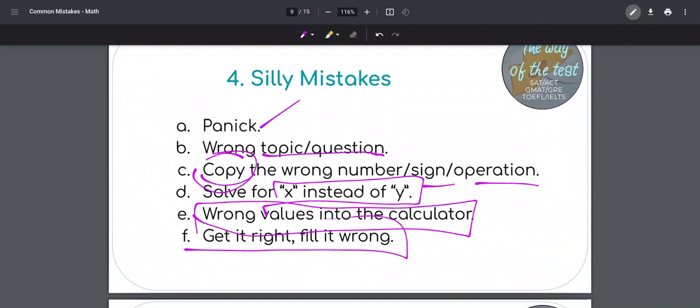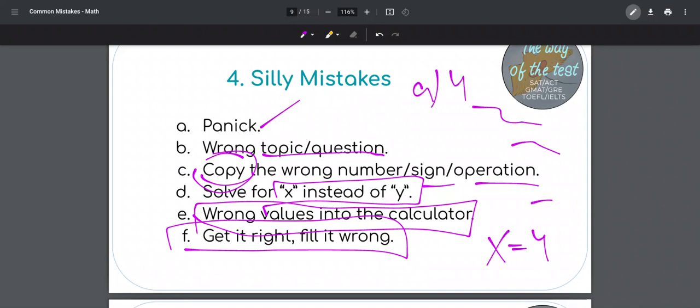And finally, get it right, feel it wrong. This is kind of the silliest of the silly mistakes. You solve the answer, you do your solution, you get x equals 4, and the options are A: 4, B: 6, C: 7, D: 8, and then you mark 6. You click on 6. Why? Who knows? You got distracted, you got excited, you were thinking of something else, you were running out of time. Who knows? Well, you should know, okay?